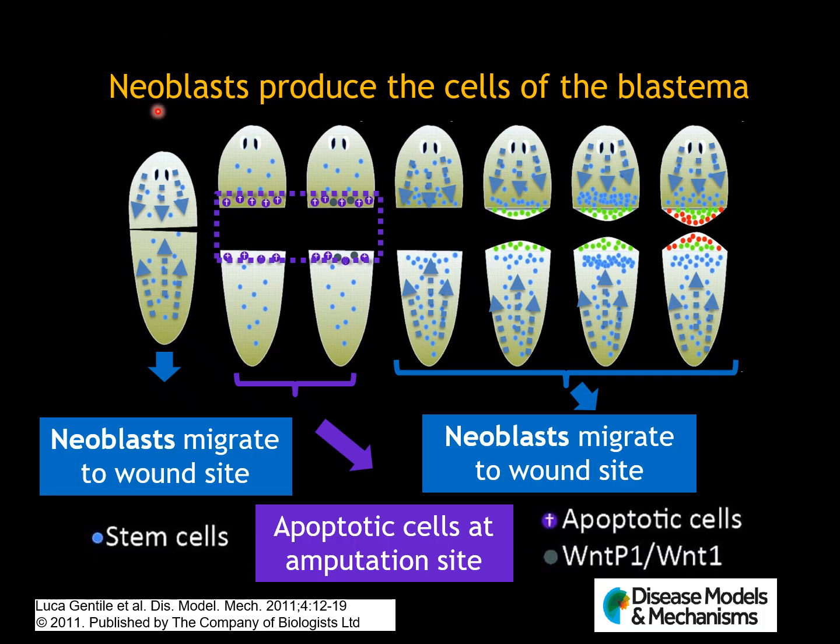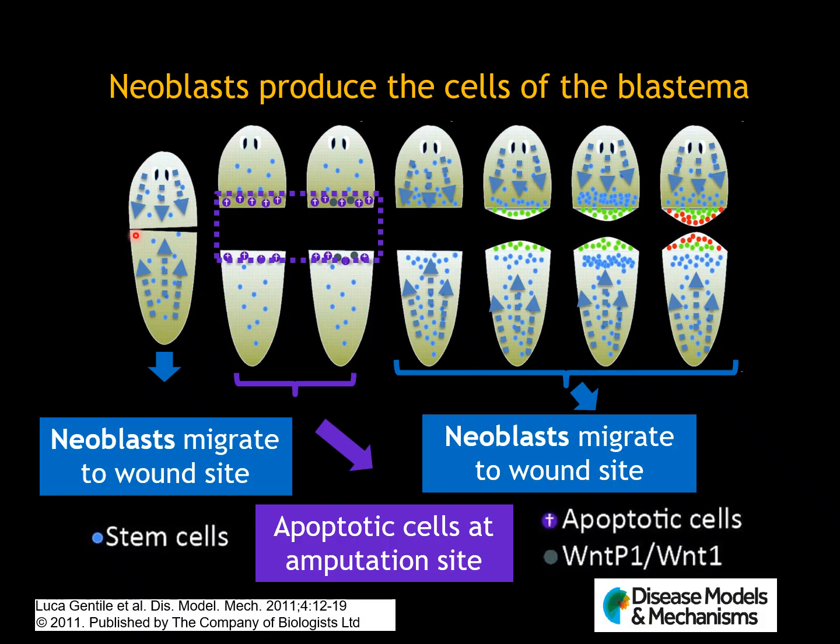And so in this slide, I want to show you that the neoblasts produce the cells of the blastema. So they are going to be the ones, these stem cells are going to go to the injury site after it's sealed, to create proliferation, migration, and start a new morphogenesis. So let's see the steps.